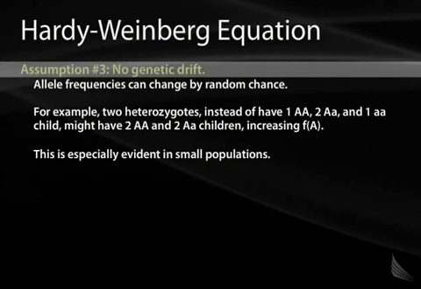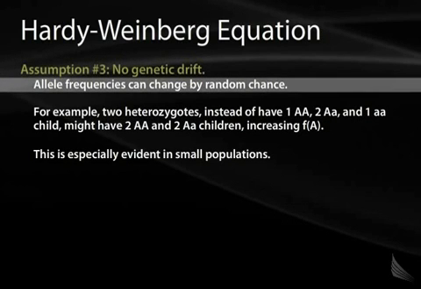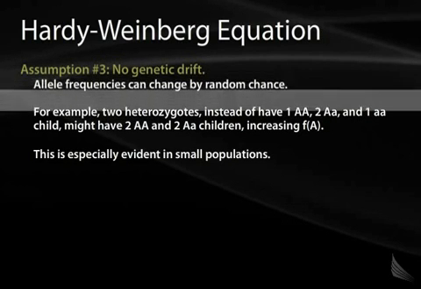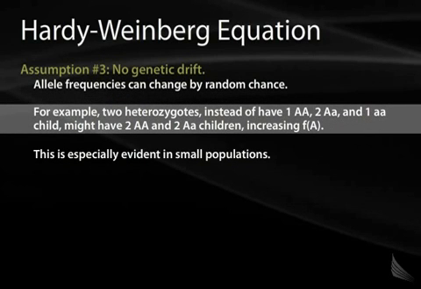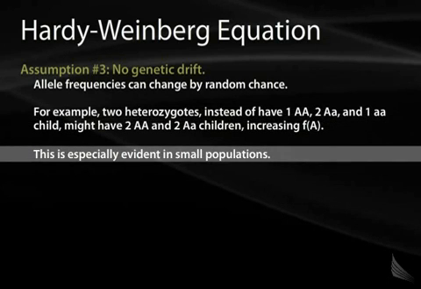Assumption number 3 is that there's no genetic drift. Now what's genetic drift? It's this phenomenon where allele frequencies can change by random chance. For example, 2 heterozygotes, instead of having 1 homozygous big A, 2 heterozygous, and 1 homozygous little a children, might have 2 homozygous big A and 2 heterozygote children, increasing that frequency of the big A allele. And this is just by random chance. But in small populations, if this happens enough times, then you can actually shift the frequencies of P and Q.